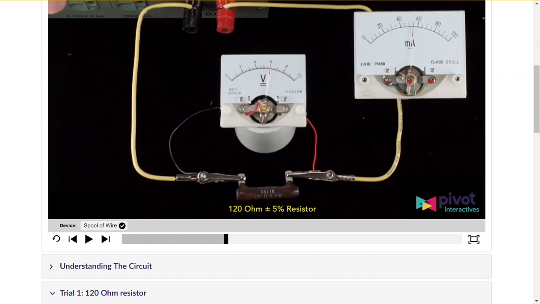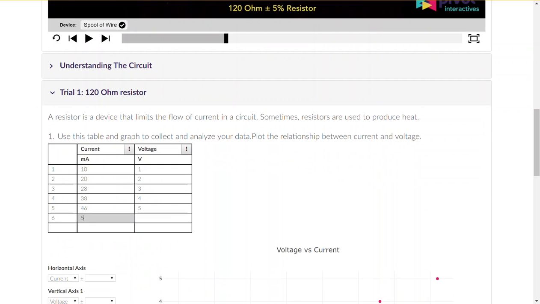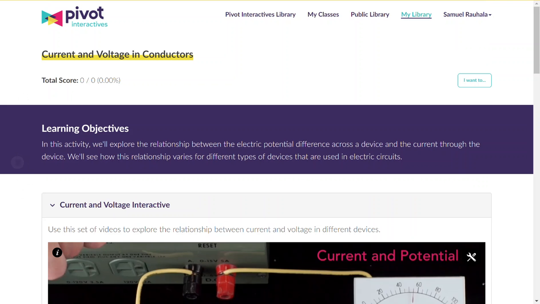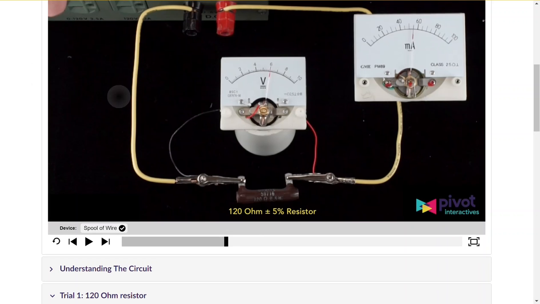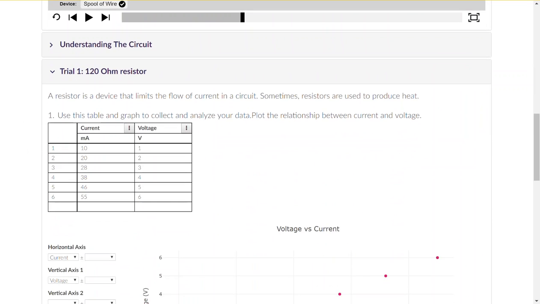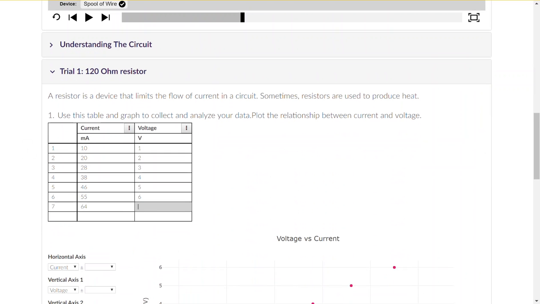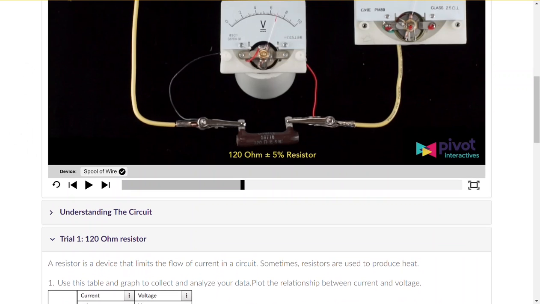Zip on up to 6 volts. I know this is very exciting to watch. Ooh, that's back on the line. 55. Ooh. I've only got a few more of these, I hope, because I can't go up much past 10. Alright, 7 volts. 7 volts looks like 64. A new pattern seems to be emerging.